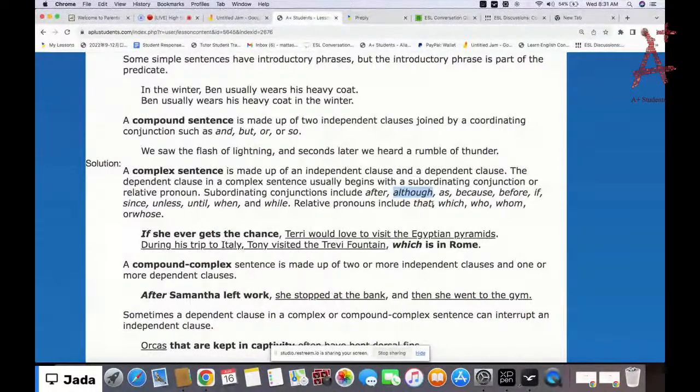So just note that a simple sentence is a single independent clause. For the compound sentence, it is two independent clauses joined by a conjunction: and, but, or, so. And then the complex sentence is an independent clause and a dependent clause, but the dependent clause usually begins with a subordinating conjunction or a relative pronoun. So that's basically everything.